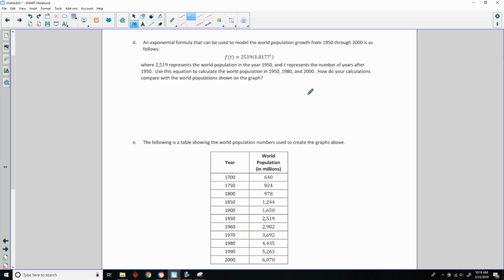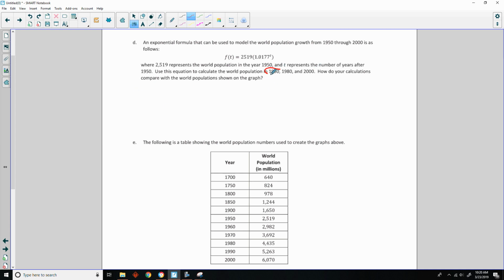An exponential formula that can be used to model the world population growth from 1950 through 2000 is as follows. F of t equals 2,519 times 1.0177 to the power of t, where 2,519 represents the world population in the year 1950, and t represents the number of years after 1950. Use this equation to calculate the world population in 1950, 1980, and 2000. How do your calculations compare with the world population growth shown on the graph?